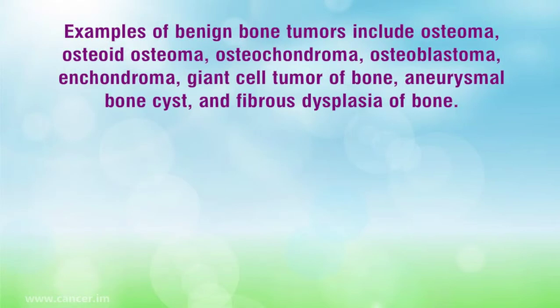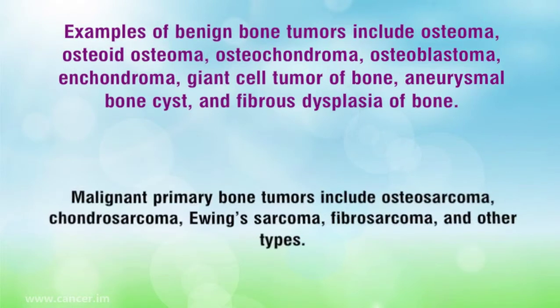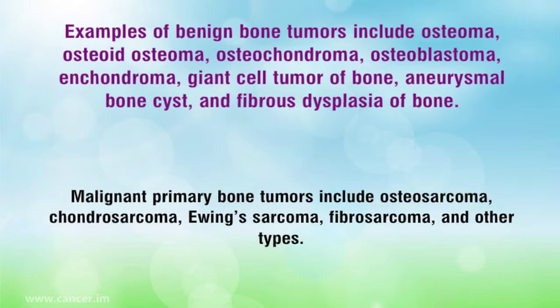Examples of benign bone tumors include osteoma, osteoid osteoma, osteochondroma, osteoblastoma, enchondroma, giant cell tumor of bone, aneurysmal bone cyst, and fibrous dysplasia of bone. Malignant primary bone tumors include osteosarcoma, chondrosarcoma, Ewing's sarcoma, fibrosarcoma, and other types.